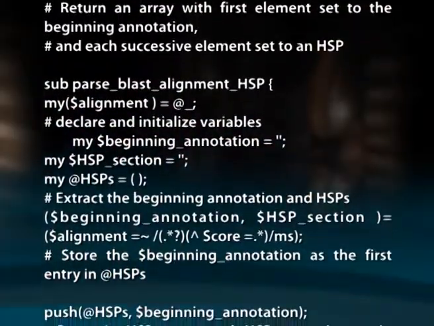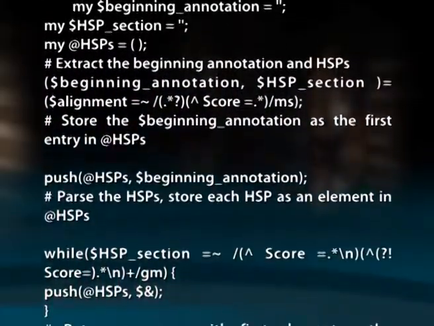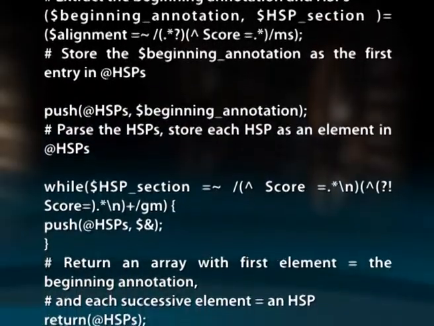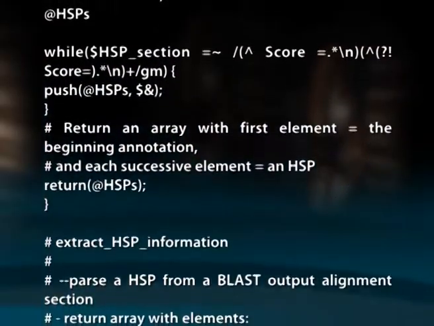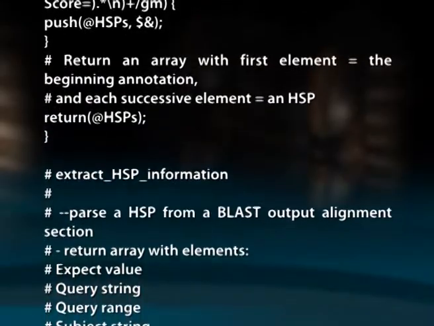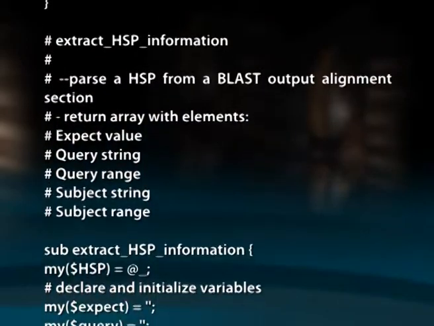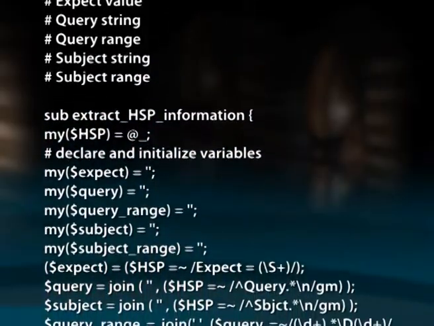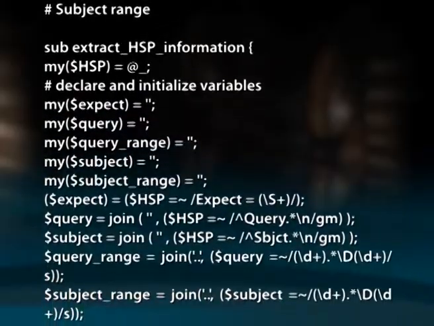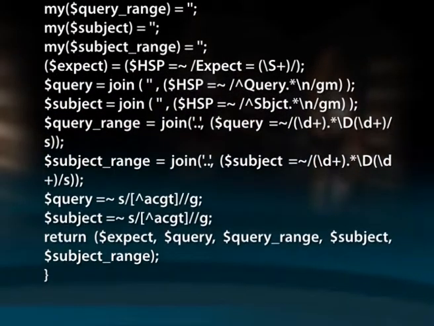The main program calls the parse BLAST subroutine to separate the annotation from the alignments in the BLAST output file. The next line fetches one of the alignments from the alignments hash, which is then used as the argument to the parse BLAST alignment HSP subroutine, which then returns an array of annotation and HSPs in the array HSPs. Here you can see that apart from returning an array or a scalar value, it can also return a hash. Finally, it does the lower level parsing of an individual HSP by calling the extract HSP information subroutine, and the extracted parts of one of the HSPs are printed.